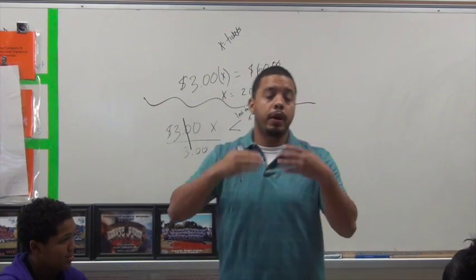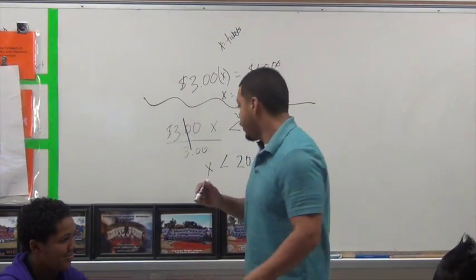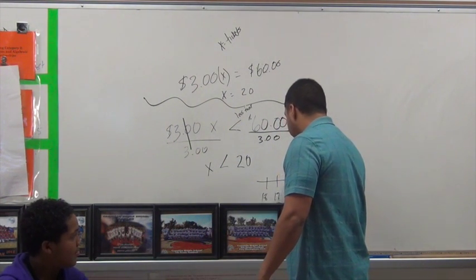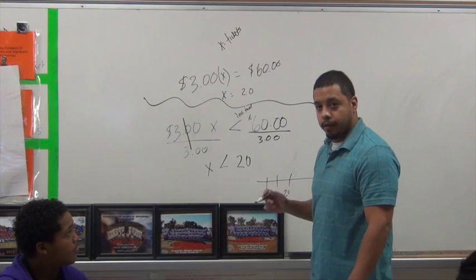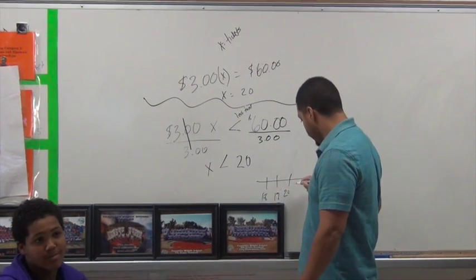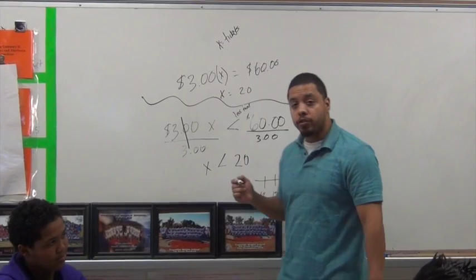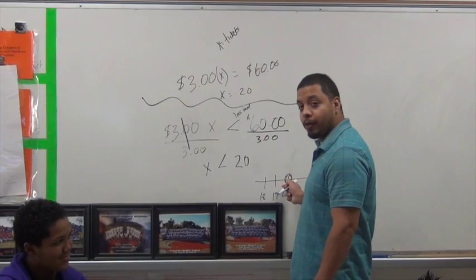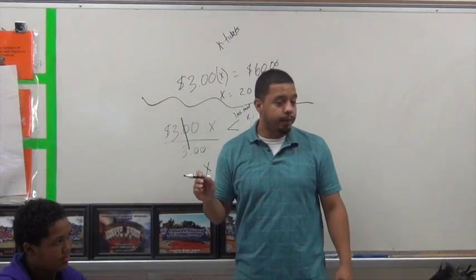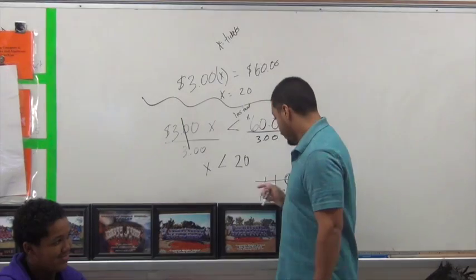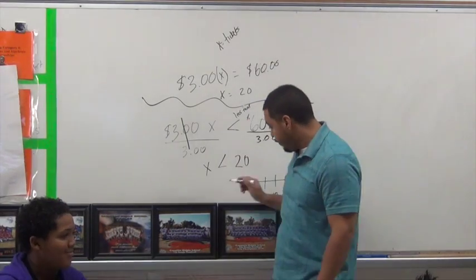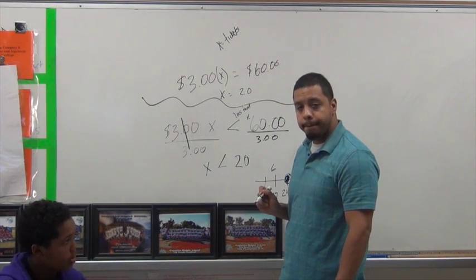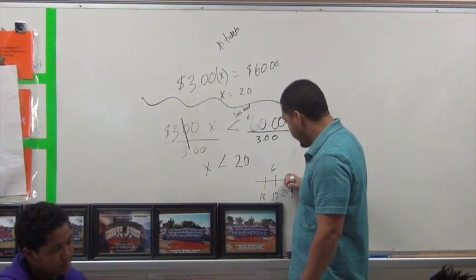And I don't know if you remember going back to the number line, where they had 18, 19, 20. You would have an open circle because it does not include 20. If it included 20, if it had that little symbol like that, then you would shade in the circle. But in this case it doesn't, so we call it an open circle.